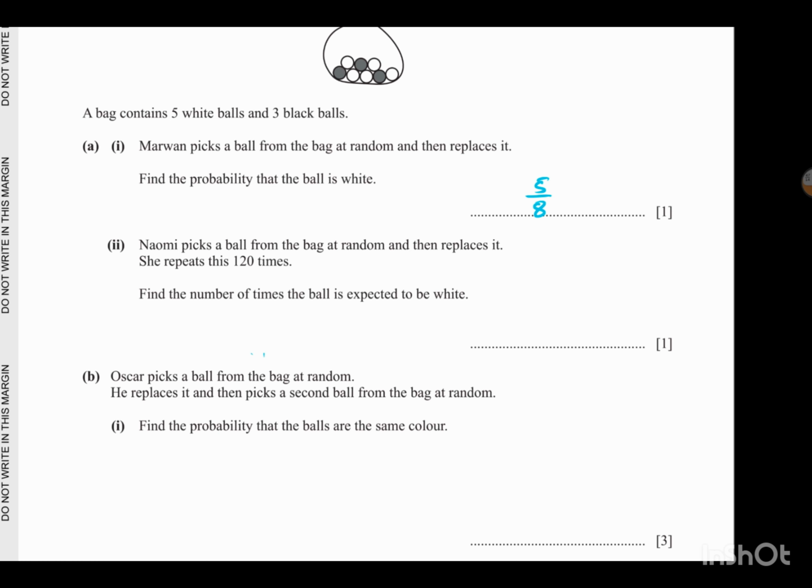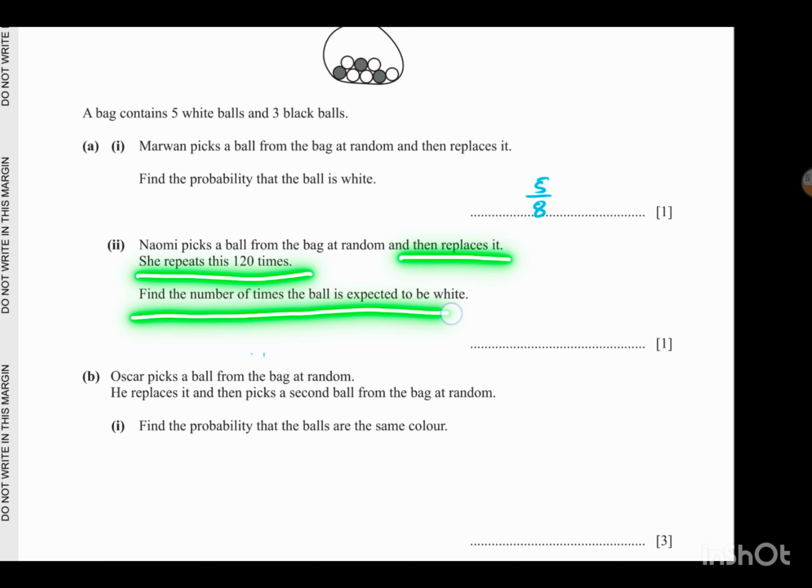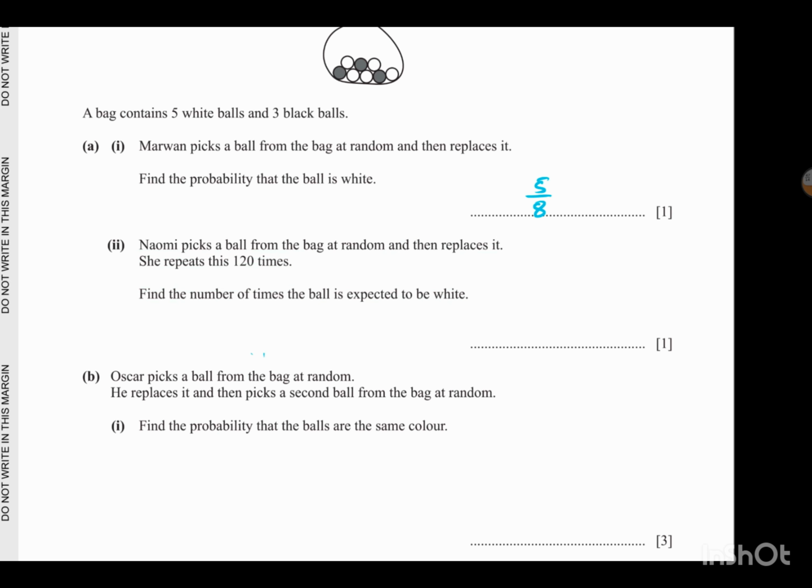Question 2. Naomi picks a ball from the bag at random and then replaces it. She repeats 120 times. Find the number of times the ball is expected to be white. The frequency is given, so you take the probability and multiply with the frequency. 8 times 15 is 120. 5 into 15 is 75. So 75 times the white ball is expected to be picked.